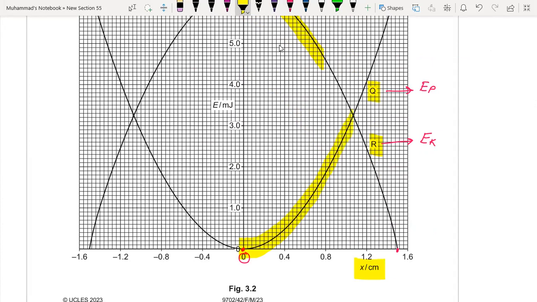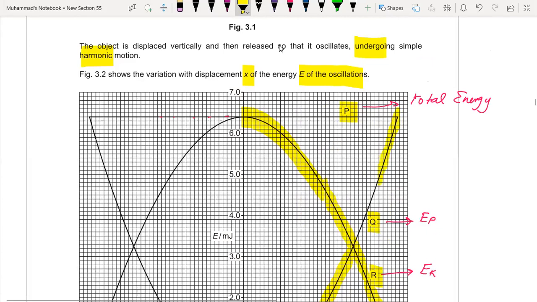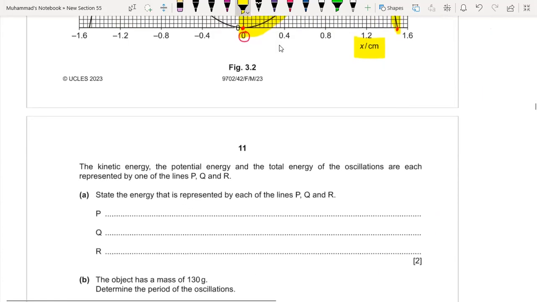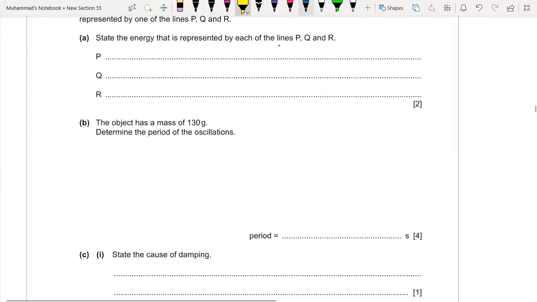Then kinetic energy becomes 0 at this point, extreme position, and potential energy becomes maximum at this point, whereas the total energy should remain same. Okay, so we had to identify P, Q, and R, and I have done that. The object has a mass of this, determine the period of oscillation. So what do we have to find? We are given mass, we will convert this mass into kg, that is 0.13 kg, and we have to find time period.